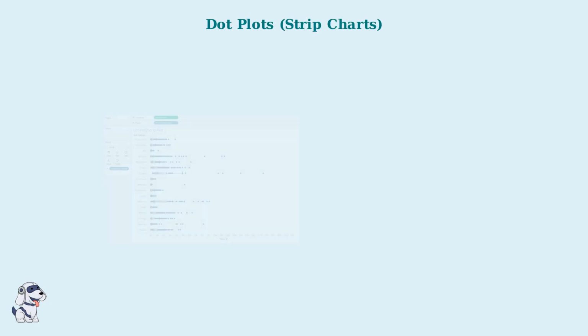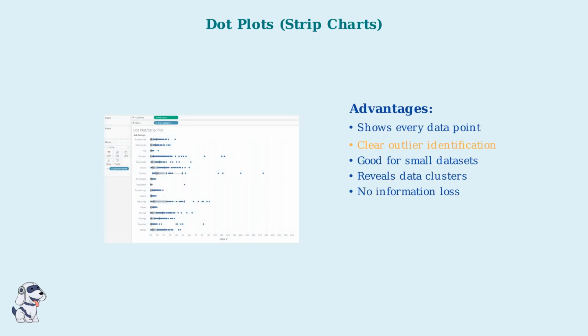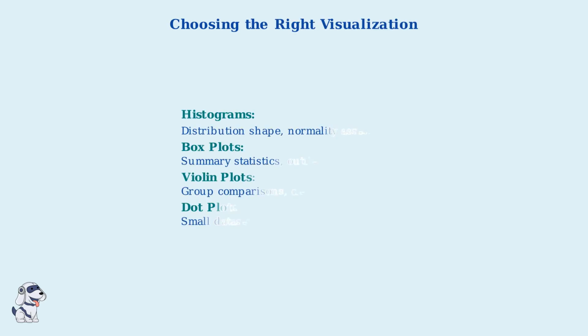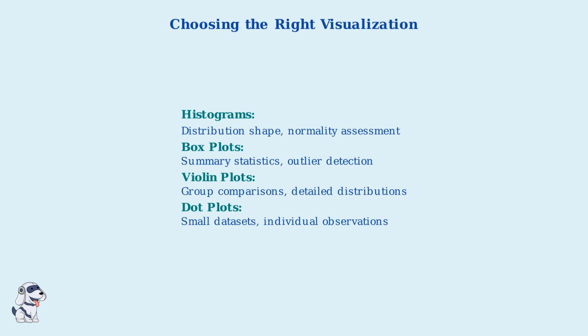Dot plots, also called strip charts, display individual data points along a single axis. They're excellent for small to medium data sets where you want to see every observation and easily identify outliers or clusters. Here's a practical example comparing groups using box plots. This chart shows age distributions of Oscar-winning actors by gender, clearly displaying differences in central tendency, spread, and outliers between the two groups. Each graphical presentation method serves specific purposes in public health research.